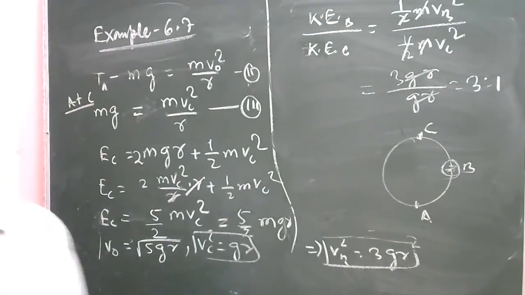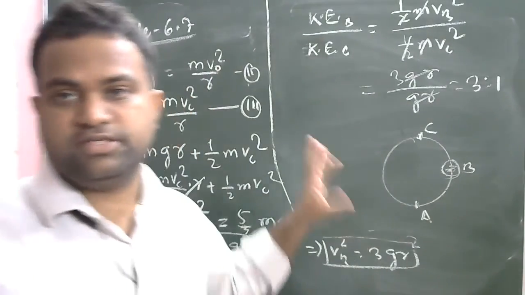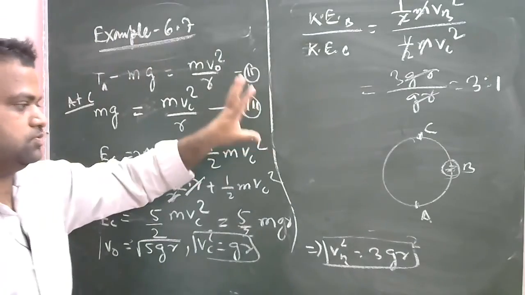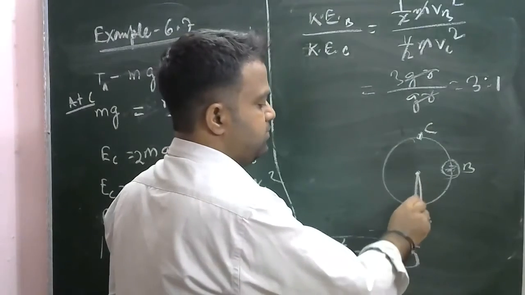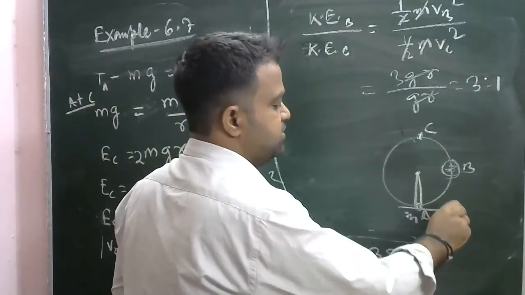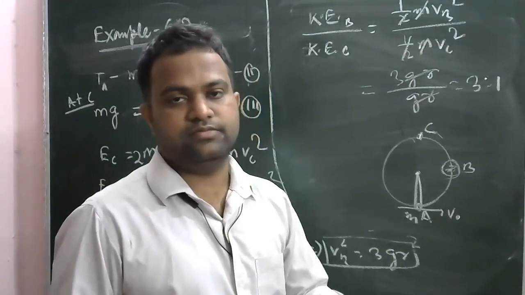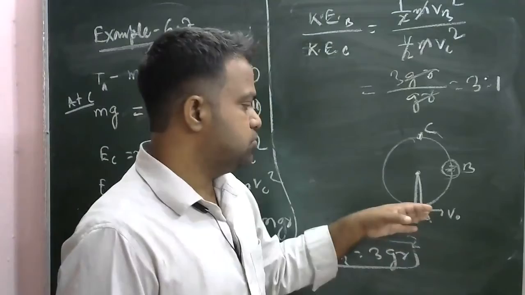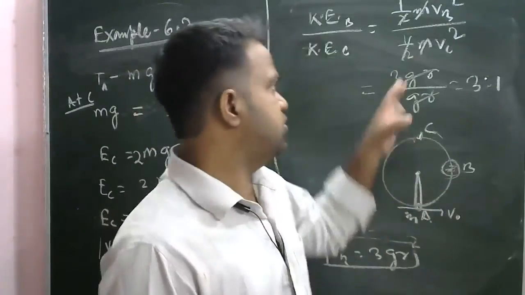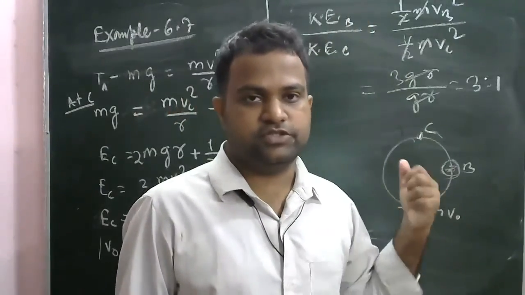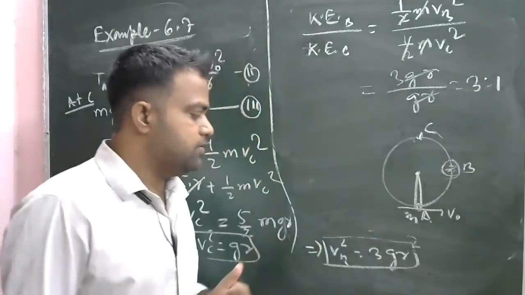For others, you can just follow as I have explained. The question is, we have a mass M hanging here, and we have provided an initial velocity V0 so that it will make a vertical circular motion. At different positions, what is your velocity, what is the ratio of the kinetic energies, and also what is the total energy at different positions, we have discussed.